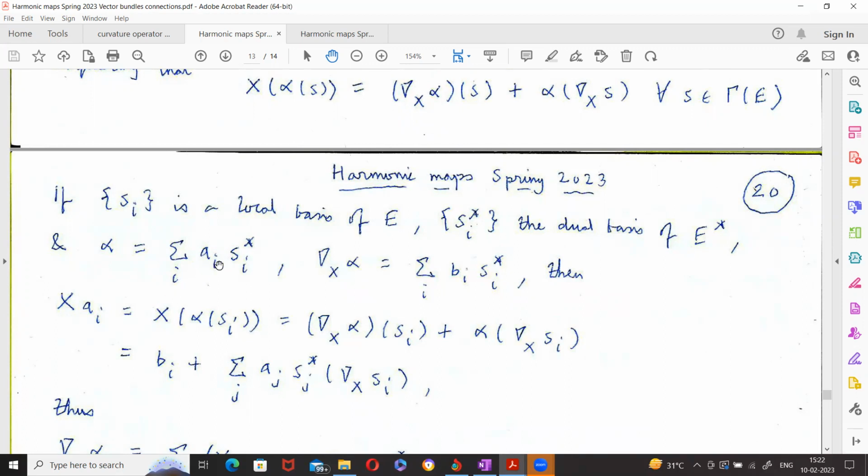Now, what are these coefficients A_i? A_i is alpha of S_i. If I apply alpha to S_i, since S_i star is the dual basis, only one term will remain, which is A_i into S_i star of S_i, which is 1. So A_i I can write as alpha of S_i. So if I look at X of A_i, then what is this? This is X of alpha S_i. Now my induced connection on the dual bundle should satisfy this property. This should be nabla X alpha applied to S_i plus alpha applied to nabla X of S_i, right?